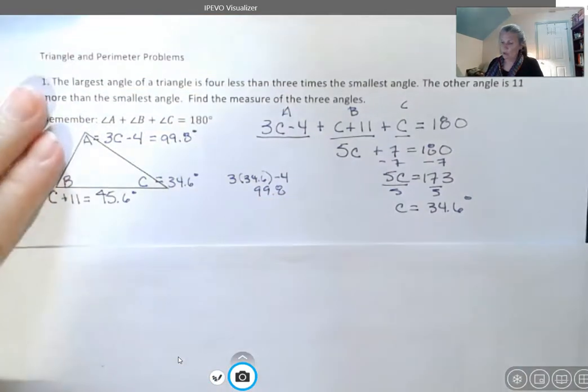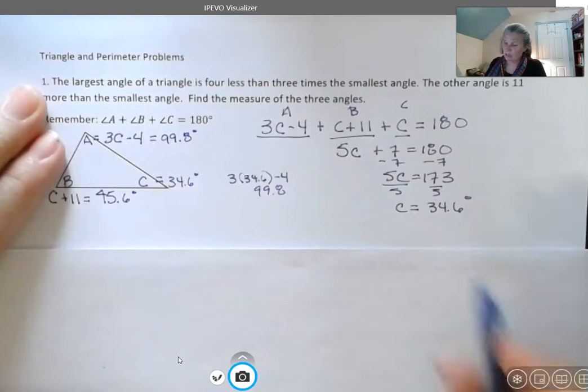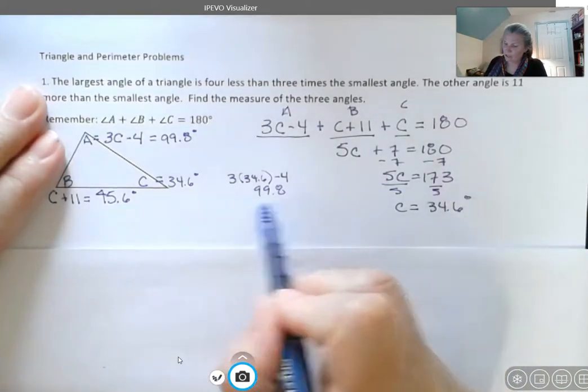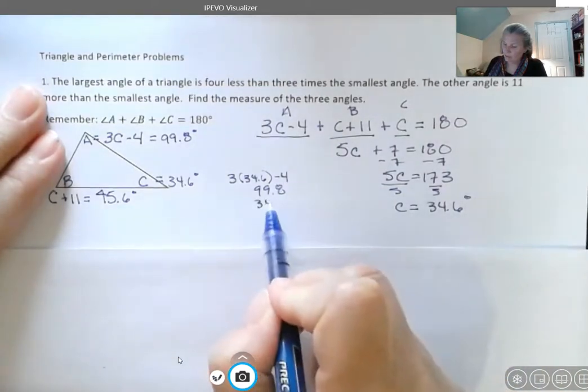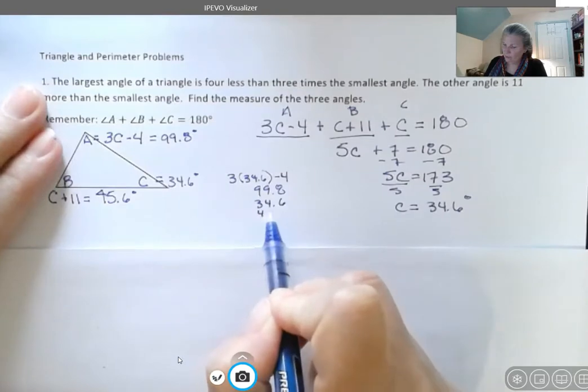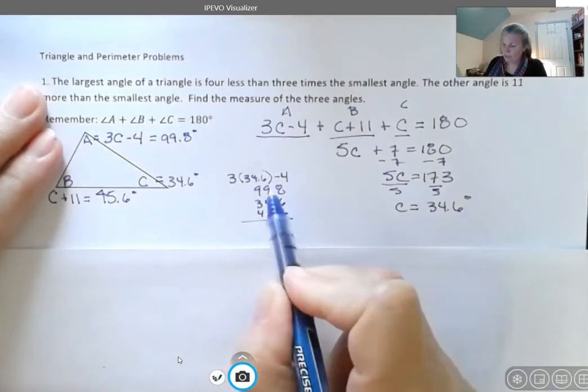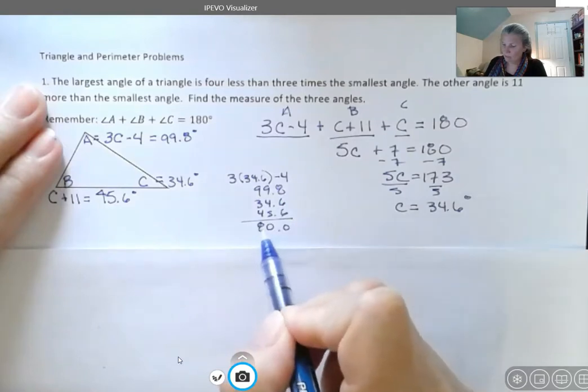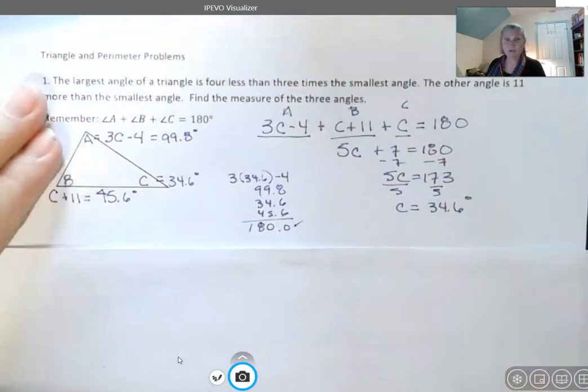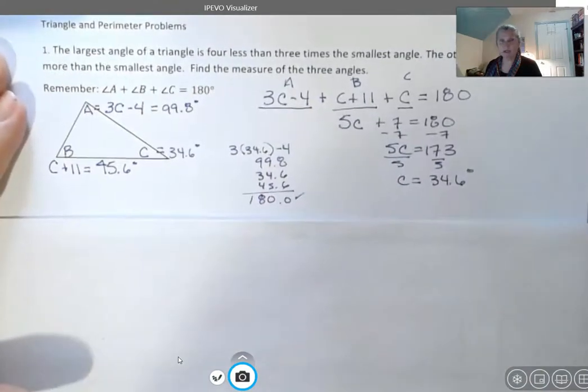And then you can always check to see, did your 3 angles actually add up? 99.8, 34.6, and 45.6. Those should add up to be exactly 180. That's how you know you actually got something that's a legitimate triangle.